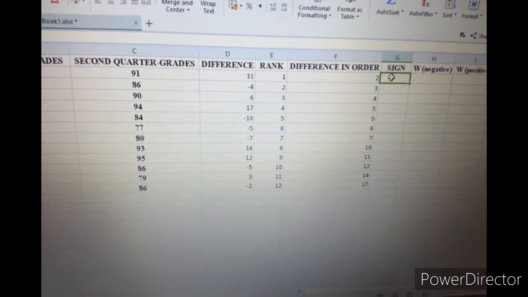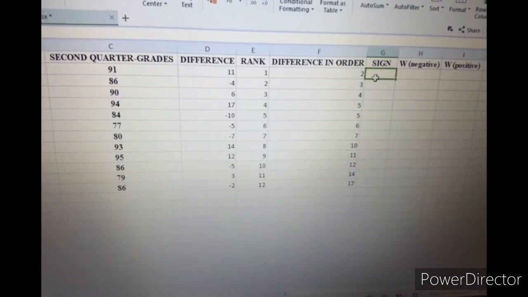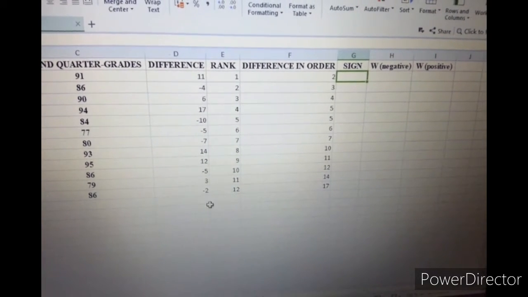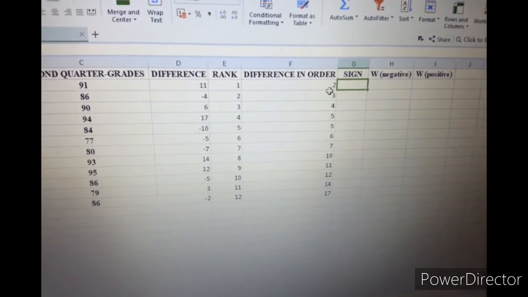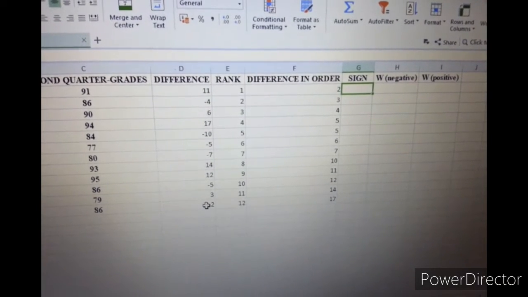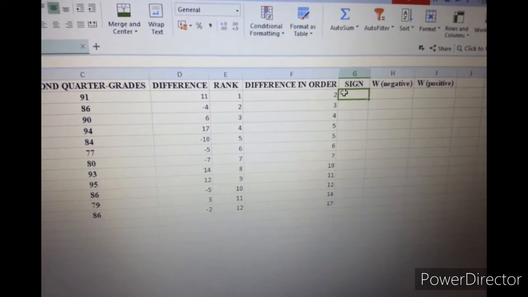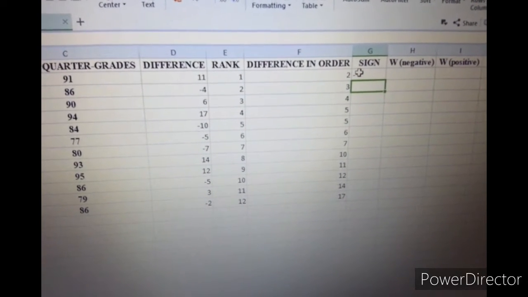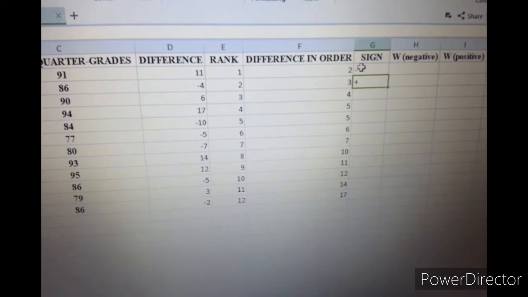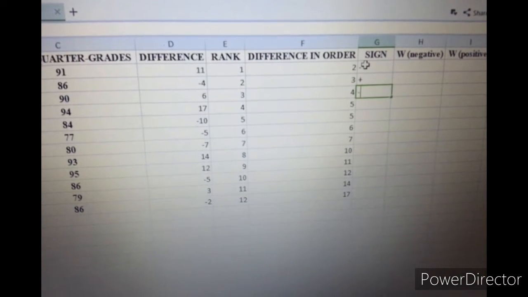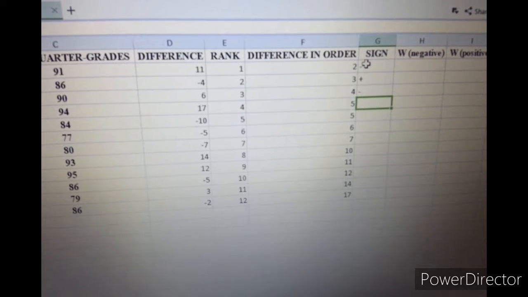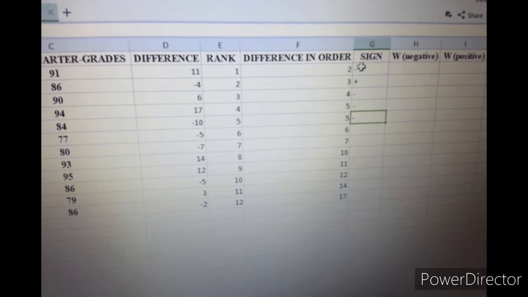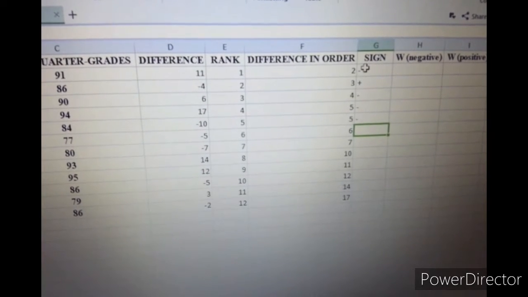So in the next column, we need to put their signs. So in here, it is positive. We need to base it on the original difference. So the value of 2 in here has a negative sign, so we need to put this negative. Our 3 is positive. Next, our 4 is negative also. Our 5 is negative, same thing with the last 5, so negative. And 6 is positive.